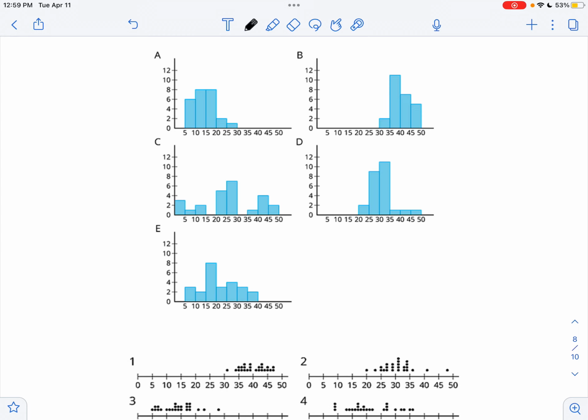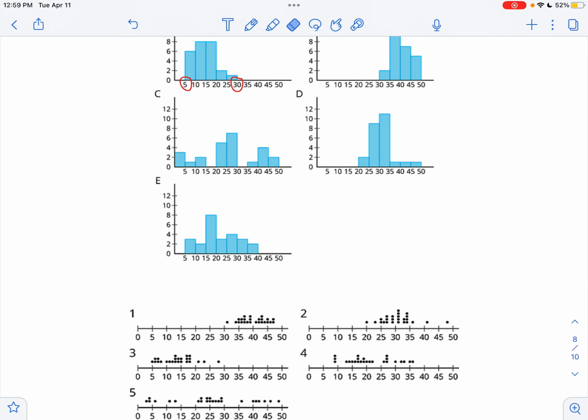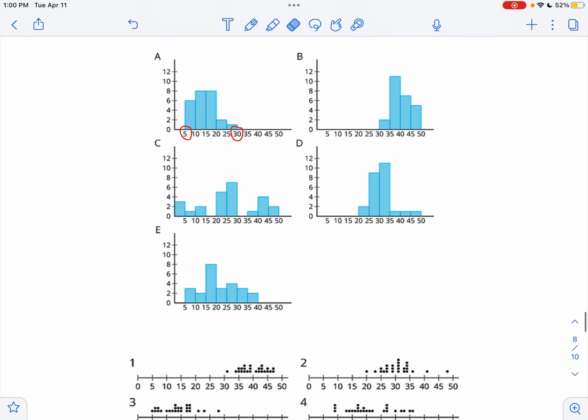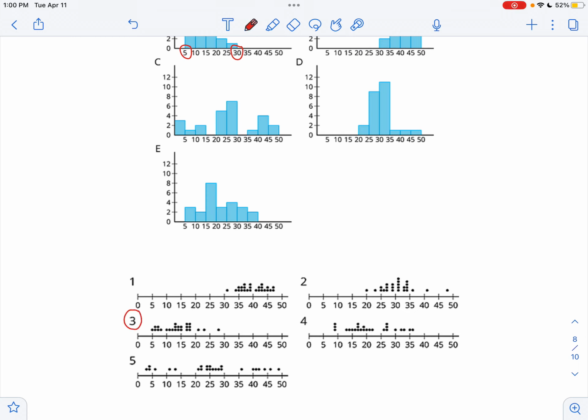In histogram A, I know that my data ranges from a 5 to a 30. I know that histogram A definitely doesn't match dot plot 1 because there are no dots over 5, 10, 15, 20. So that data couldn't possibly be the same. You're looking for numbers that roughly match or represent a similar set of information. For example, I can see that the highest point in histogram A is 30. In dot plot 3, the highest point is also 30. And the lowest is 5.